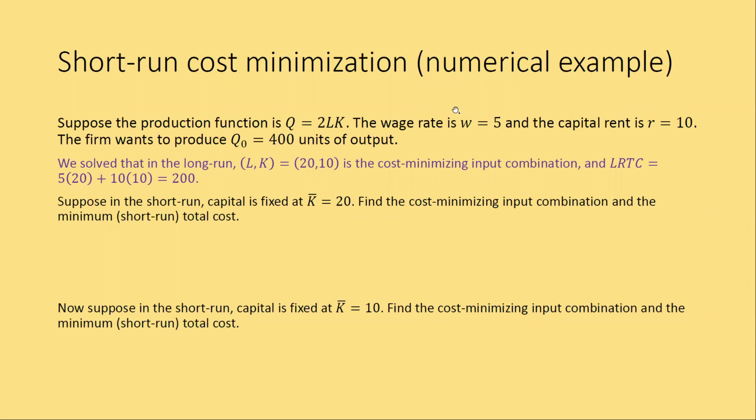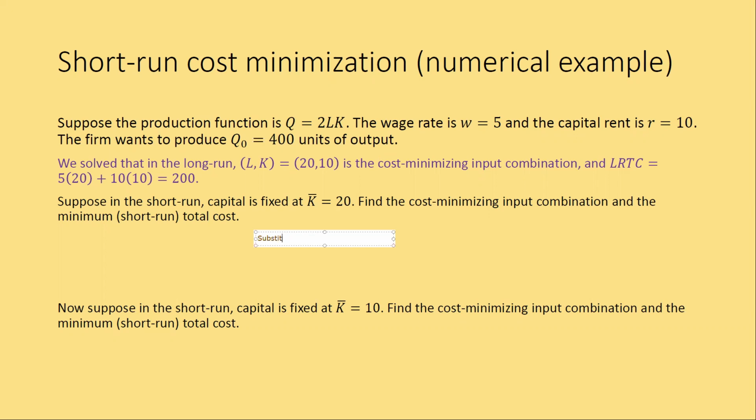So let's go through a numerical example here. In this example, the production function and the input prices are the same as the one we did before. So we have this production function, we have W equals 5, R equals 10, and we solved that in the long run, L equals K equals 210. And the minimum cost is $200. So now let's suppose that in the short run, capital is fixed at K bar, that is 20 units. What is the short run optimal input combination?